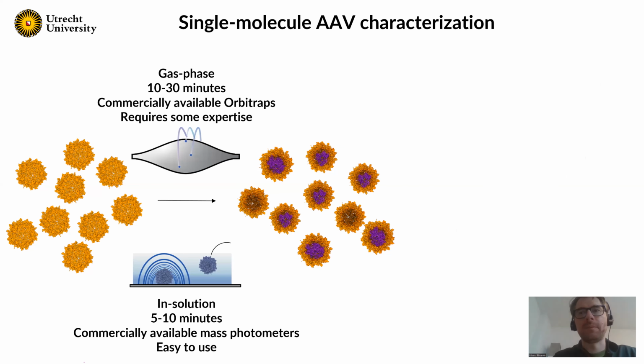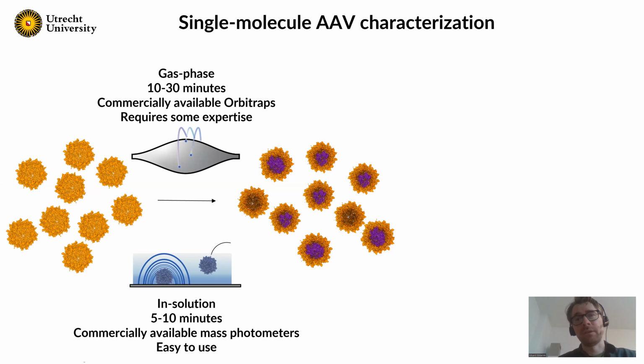All right, so perhaps a small recap of both techniques that we show here. CDMS is a mass spectrometry based technique. So it's in the gas phase. It takes about 10 to 30 minutes to do a measurement. We've used an Orbitrap here, a commercially available mass spectrometer. However, it would probably require some expertise in order to tune the machine in such a way that the AAVs nicely go towards the mass analyzer, and the data afterwards might also require some expertise to analyze.